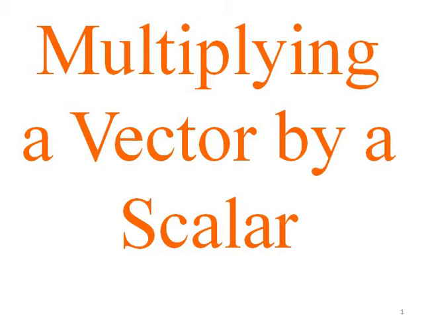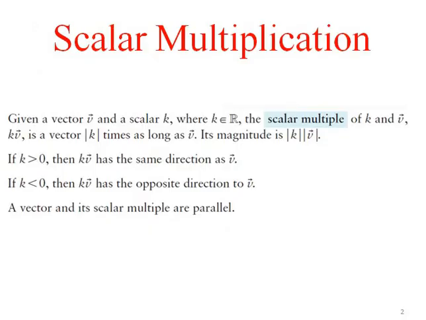Welcome to another video. In this video I want to talk about multiplying a vector by a scalar. So as you see here, if we have a vector v and a scalar k, and this k belongs to the real numbers, when we multiply these two, we're going to have a scalar multiple, whose magnitude is going to be the magnitude of k times the magnitude of vector v.